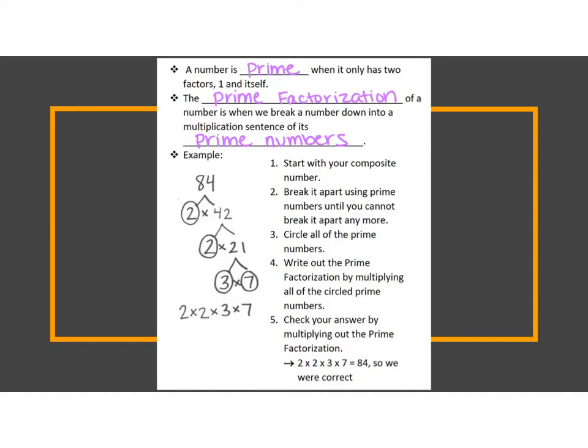When finding the prime factorization of a number, we will first start with the composite number. In this example, our composite number is 84. Next, we will break it apart using prime numbers until we cannot break it apart anymore. As we are breaking apart the number, we will circle all of the prime numbers.